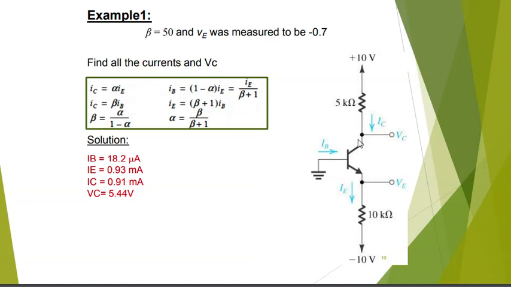In this circuit, before, when you were in the active mode, you solved the problem. VC was 5.44, VE is minus 0.7, right? VCE will be like 6.14 or something, a positive number.